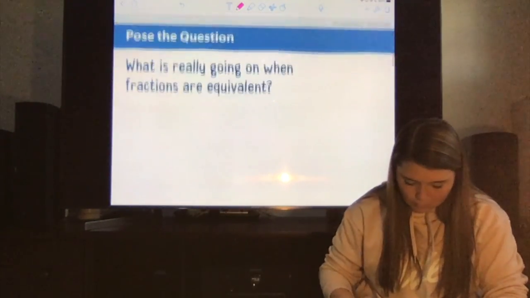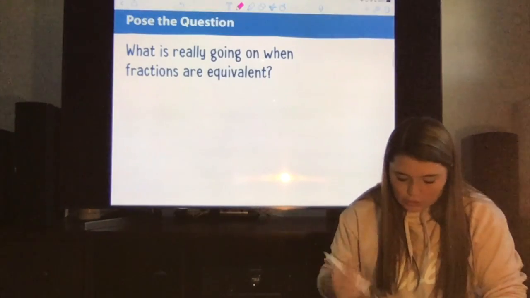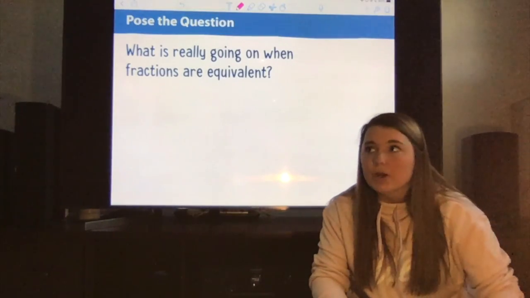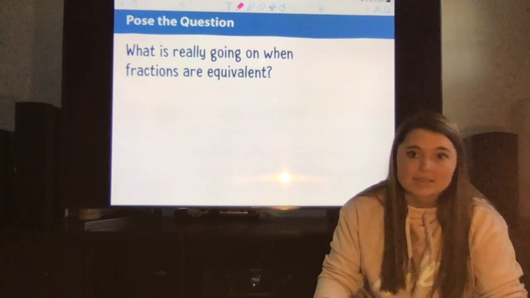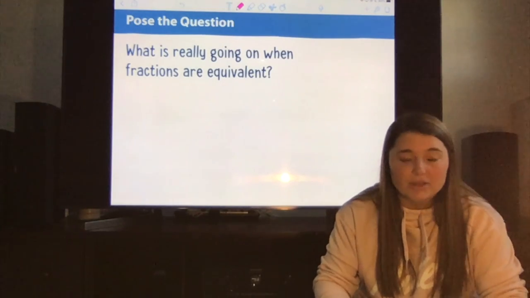Okay. So we're going to start by posing this question, kind of the question that we're going to be answering throughout this lesson. What is really going on when fractions are equivalent?